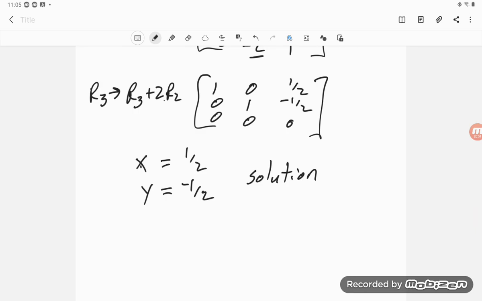So that was another example of using our reduced row echelon form. Let's see, 20 minutes, that's plenty for this. We'll do another video.